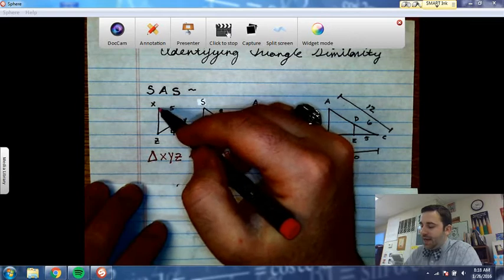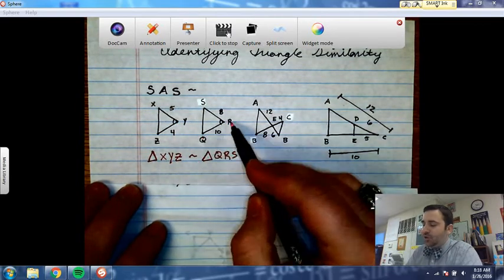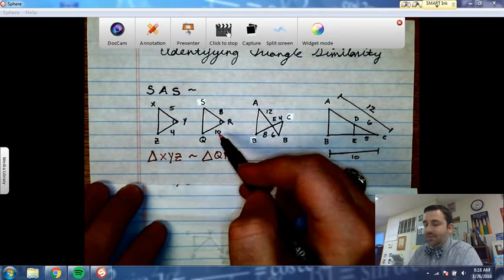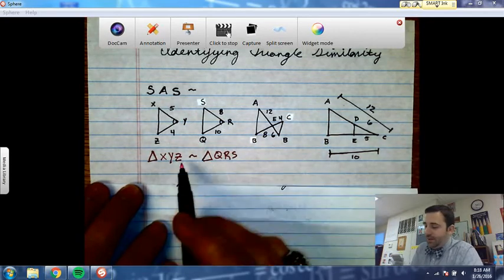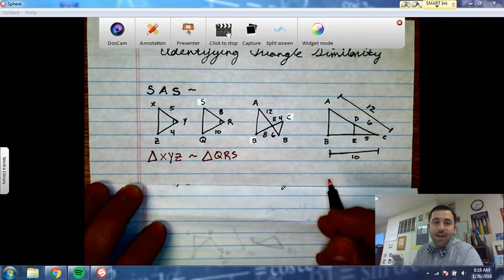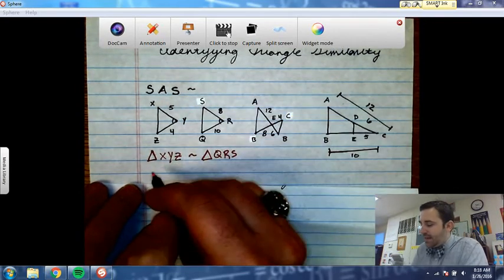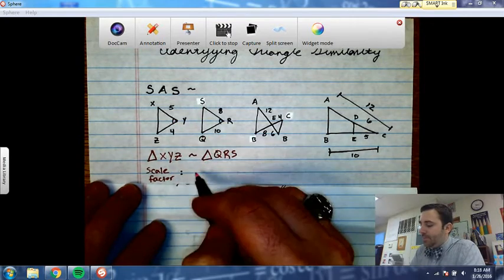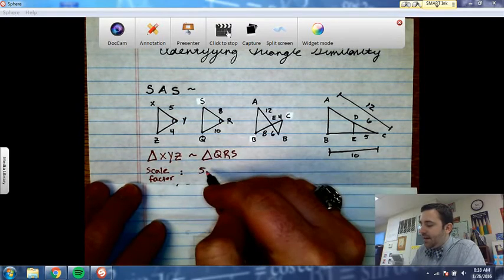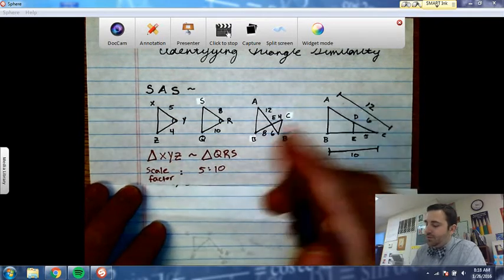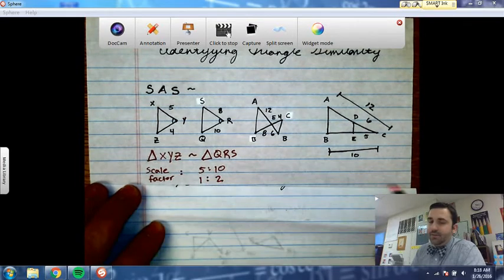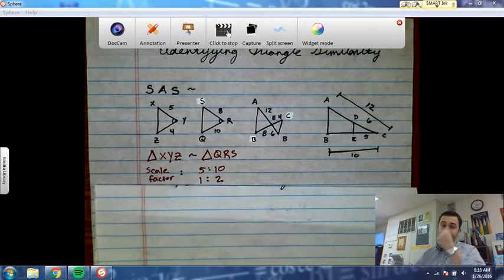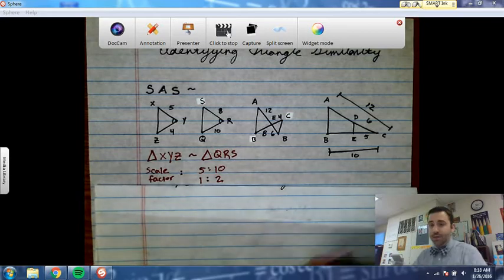So the side XY is 5. I want the side QR, which is twice 5, to be corresponding when naming. Now, if I wanted to ask you what is the scale factor for the similarity here, you would take 5 to 10, which reduces down to 5 to 2. So a scale factor of 2, or a ratio of 1 to 2.